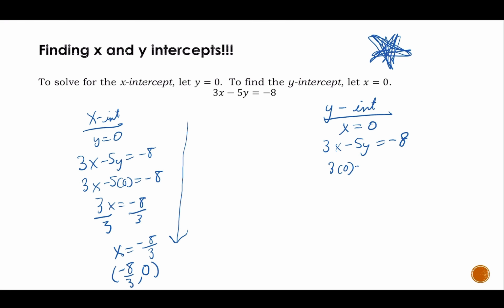3 times 0 minus 5y is negative 8. That's going to cancel out to 0, so I'm going to divide both sides by negative 5. So y is 8/5. So when x is 0, y is 8/5. And our intercepts aren't always going to be a nice integer, right? They could be fractions as well.